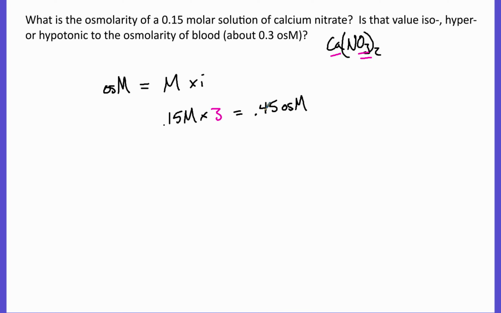But now if I'm trying to compare that 0.45 to 0.3, is it bigger, smaller, the same, right? If it's bigger, then I have a hypertonic solution. Hyper means above, right? Bigger than normal. So I have a hypertonic solution in this case. So that's what a problem might look like.